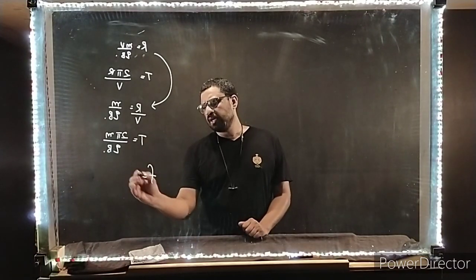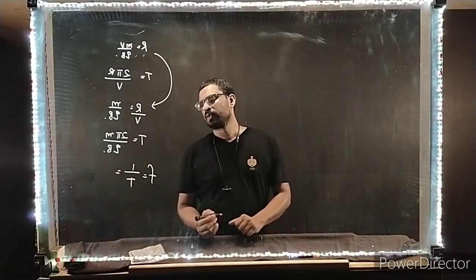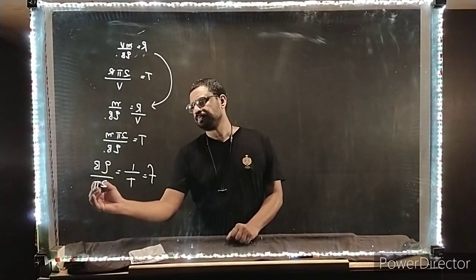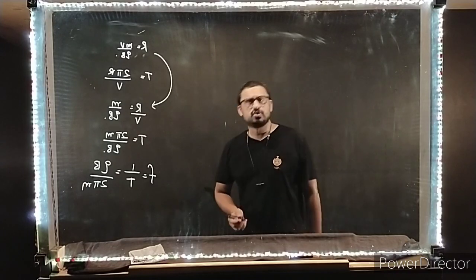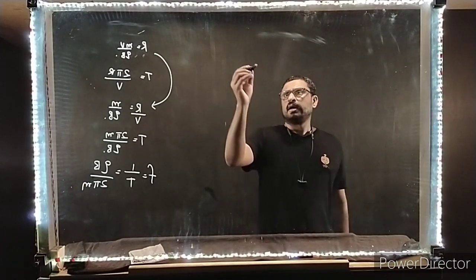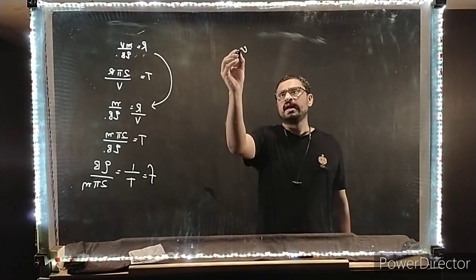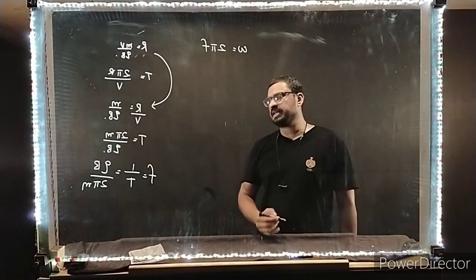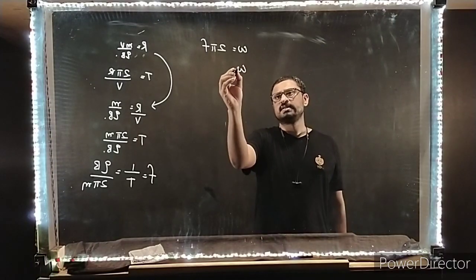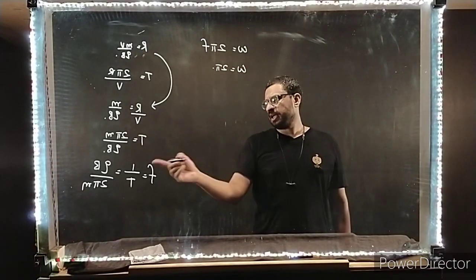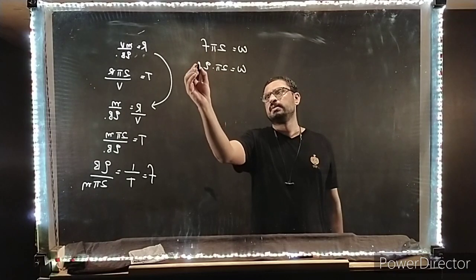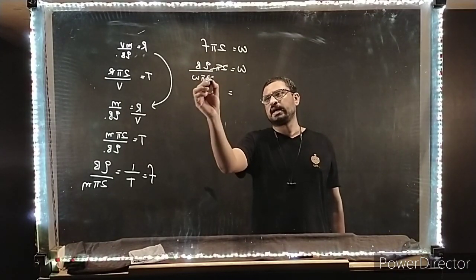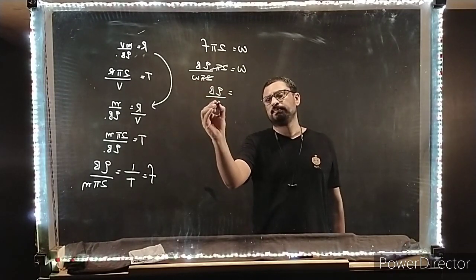Now frequency, what is it? 1 by time period. 1 by time period is qB by 2 pi m. And what else is omega, angular velocity. You know what angular velocity is? 2 pi f, isn't it? So omega is equal to 2 pi times f, where f is frequency, qB by 2 pi m. So omega is equal to, 2 pi can be cancelled, qB by m.